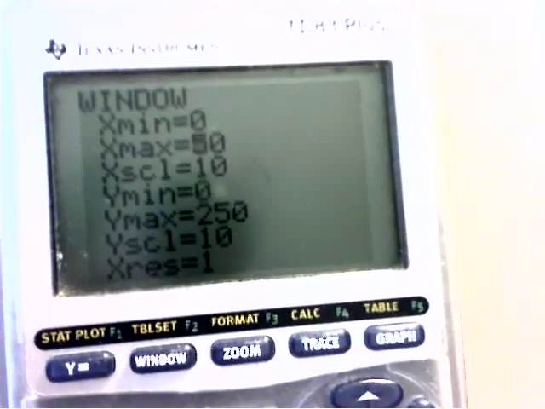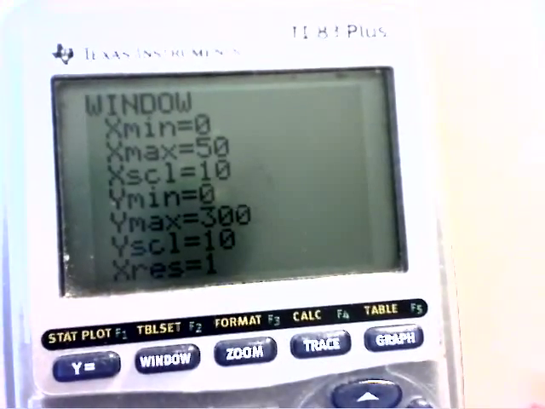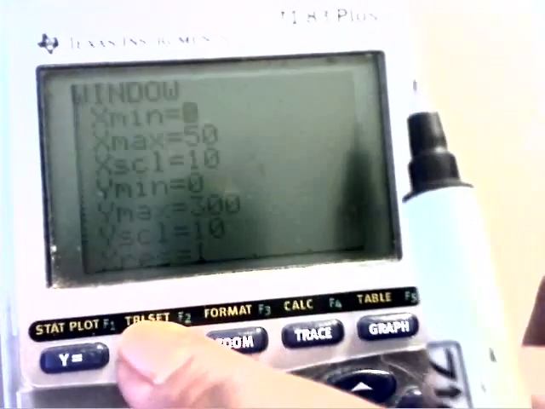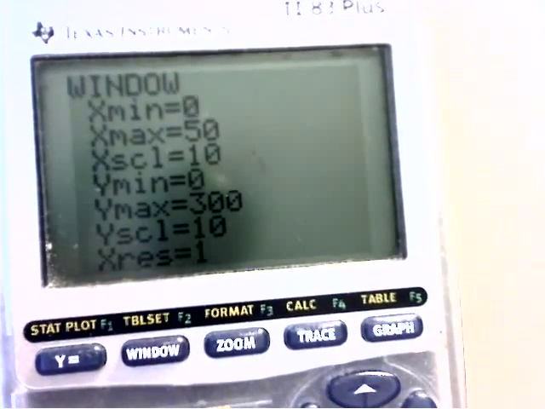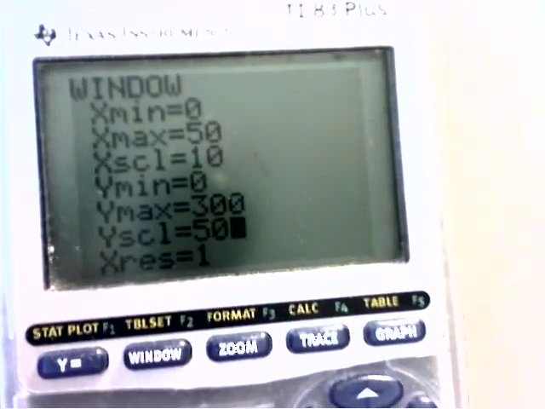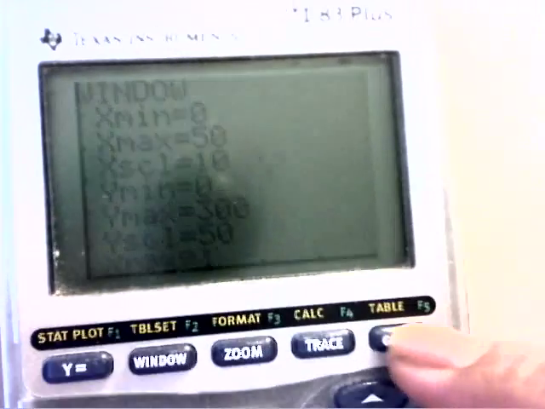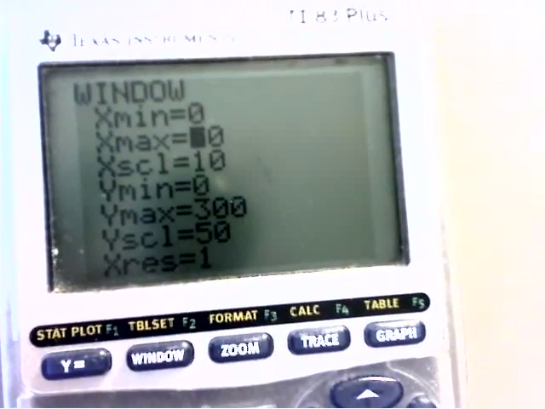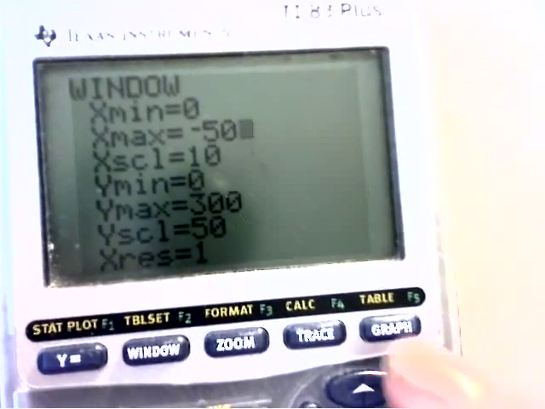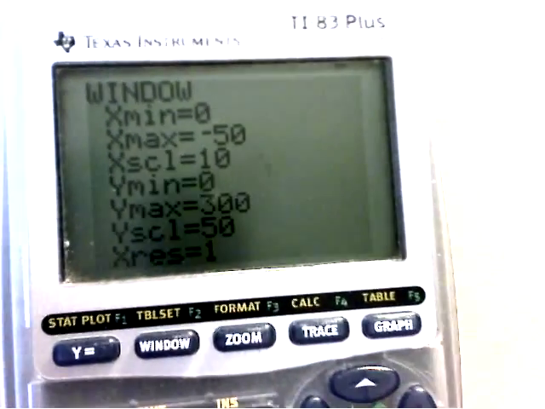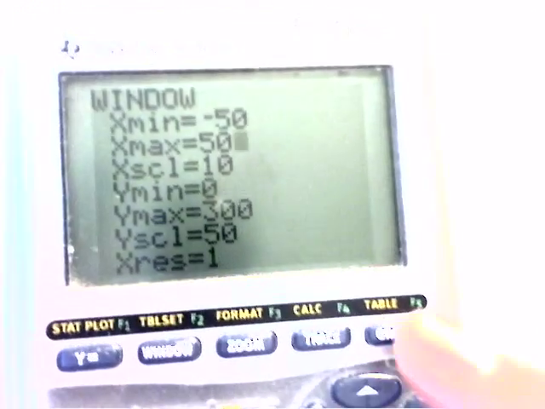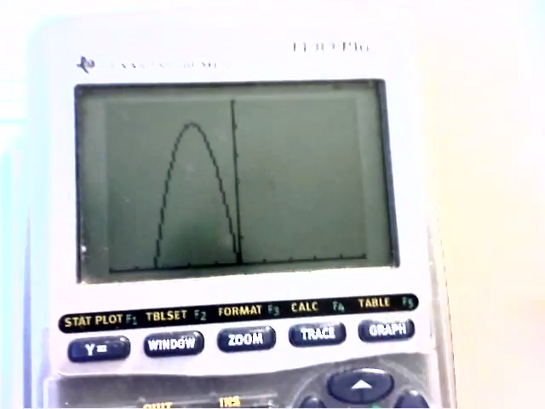Oops. That needs to be, the Y max needs to be 300. Now I'll change the Y scale to 50. Okay. This is not working out. Negative 50 to 50. Then graph. There we go.